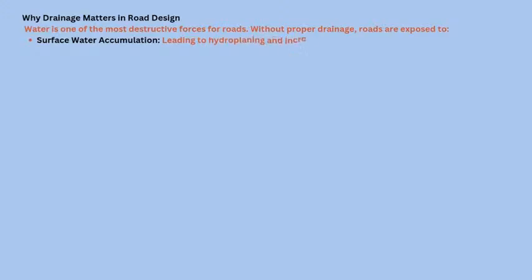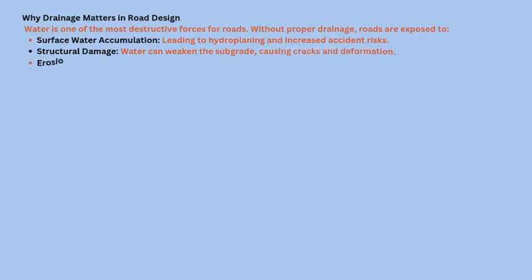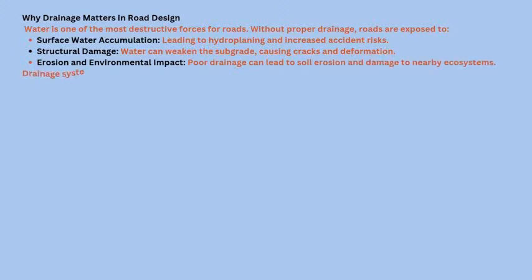Why drainage matters in road design. Water is one of the most destructive forces for roads. Without proper drainage, roads are exposed to surface water accumulation, leading to hydroplaning and increased accident risks. Structural damage. Water can weaken the subgrade, causing cracks and deformation. Erosion and environmental impact. Poor drainage can lead to soil erosion and damage to nearby ecosystems. Drainage systems are designed to manage these risks by effectively channeling water away from the road structure.